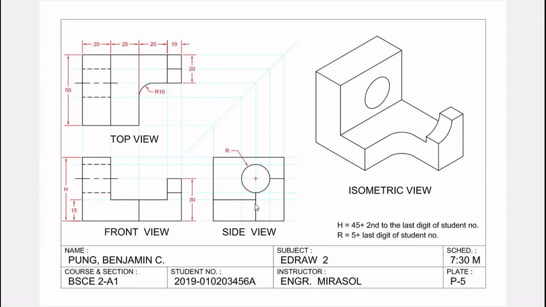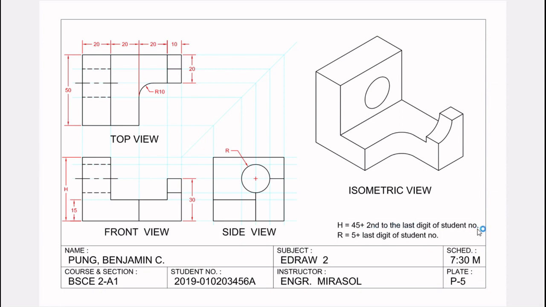The dimensions are as follows. This circle has a radius of 5 plus the last digit of student number. And the height, this height, is 45 plus the second to the last digit of student number.